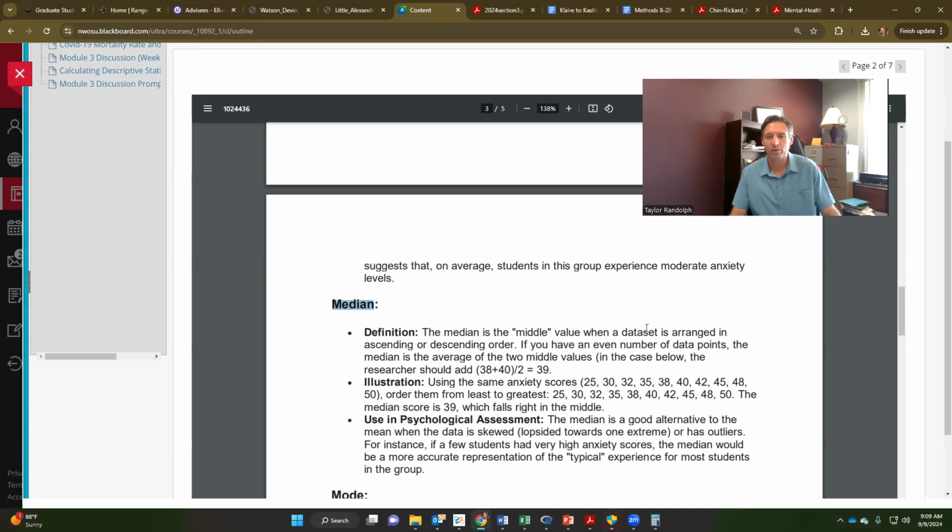But the median is the middle value when a data set is arranged in ascending or descending order. So in this case, you find the middle values. You count in 1, 2, 3, 4, 5, and we've got 10 values. So we've actually got 2 values in the middle: 38 and 40. Those are the scores in the very middle of this distribution. So in this case, you'd add 38 plus 40 and divide that by 2, for a total of 39. So the median in this case is 39.